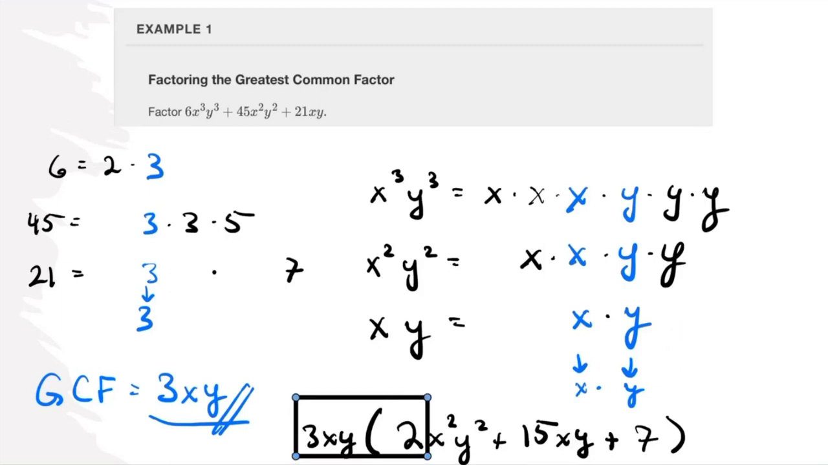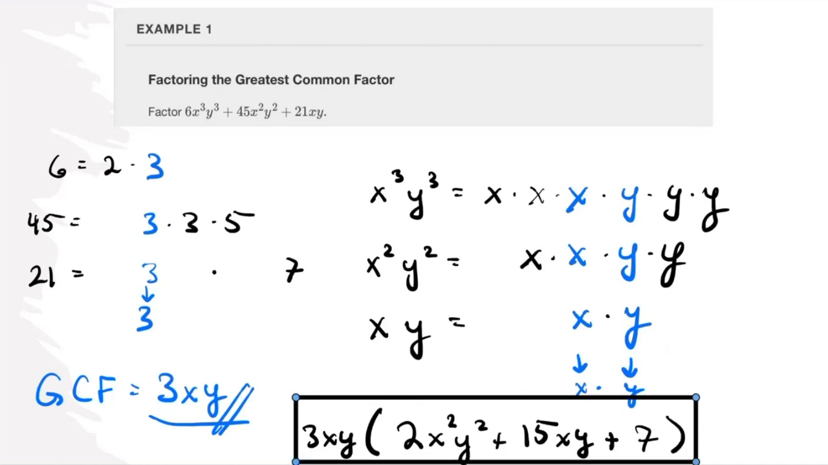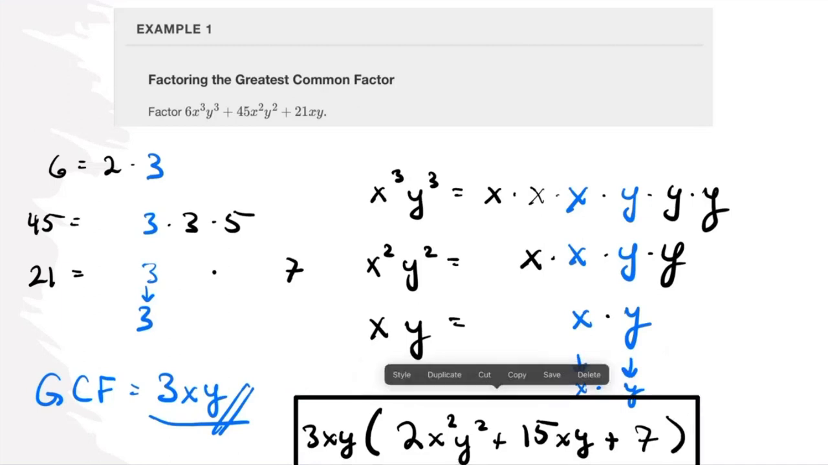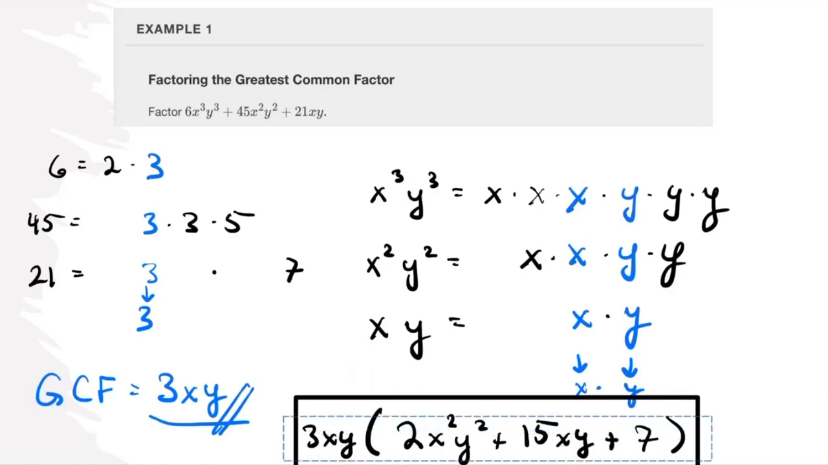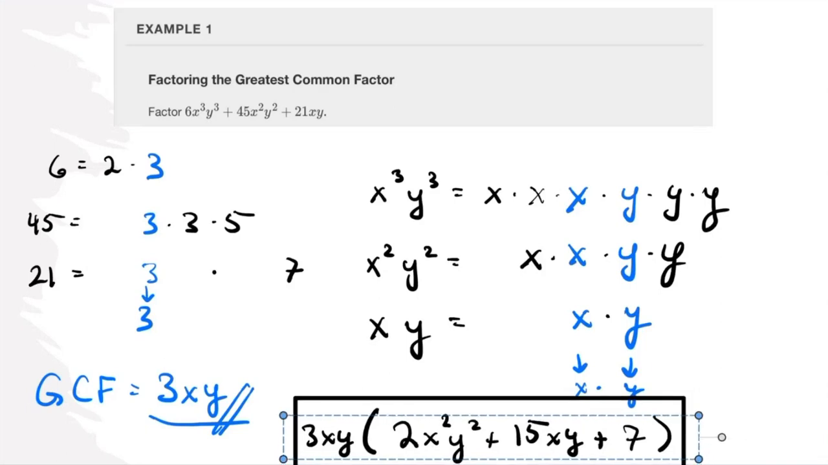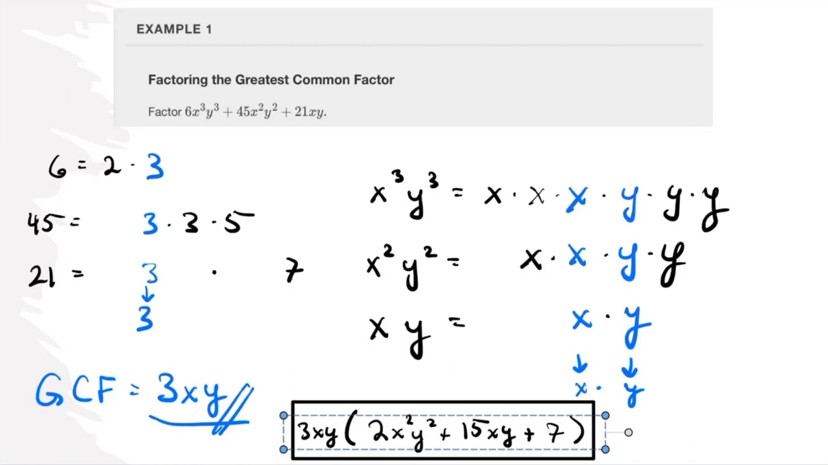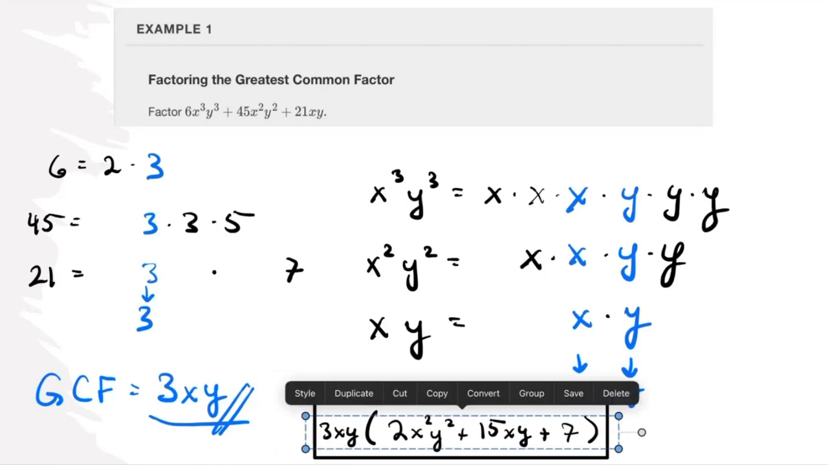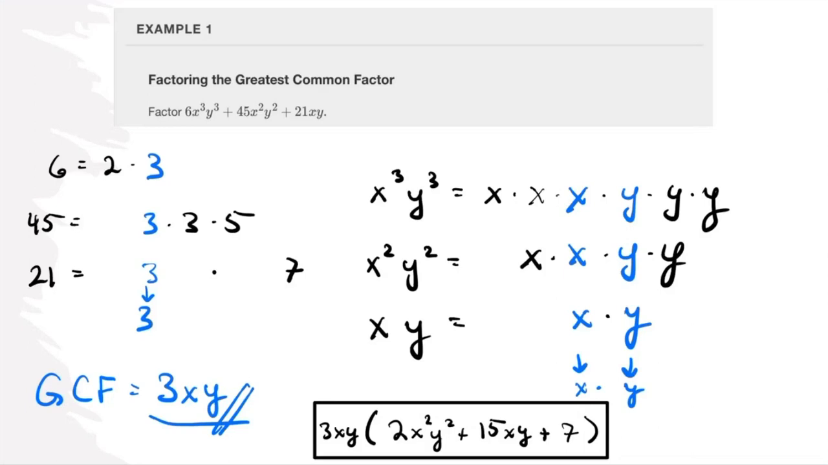I'm going to shrink this one down as well. Like this. So in fully factored form, we factored out the greatest common factor. And again, we get this as the final result.